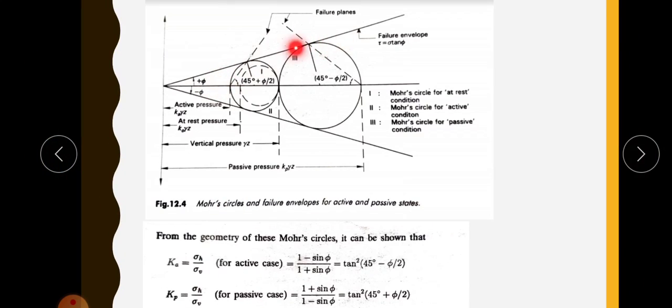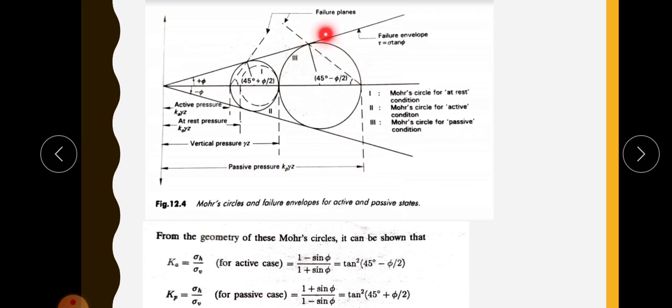And when it touches the failure envelope, failure of the soil occurs, and that point is the active earth pressure. So this is the active earth pressure. And in the case of passive earth pressure, this is the origin. In the case of passive earth pressure, the retaining wall is moving towards the backfill soil, so earth pressure is getting increased. It increases like this and touches the failure envelope. When this Mohr's circle touches the failure envelope, soil will fail. So at that point we have to note the passive earth pressure.